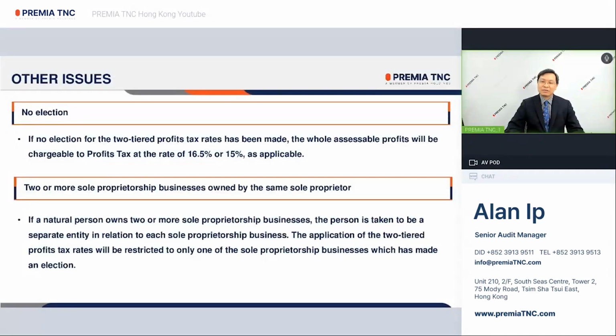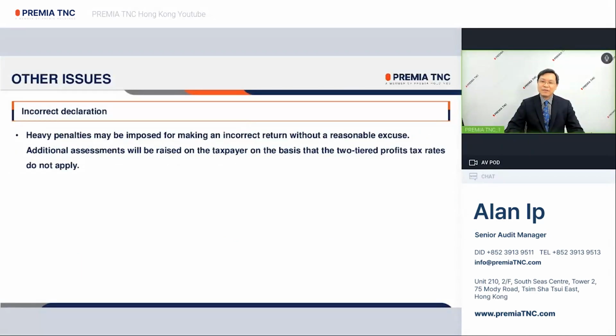The application of the two-tier profit tax rate will be restricted to only one of the sole proprietorship businesses which has made the election. Please be aware that heavy penalties may be imposed for making an incorrect return without a reasonable excuse. Additional assessments will be raised on the taxpayer on the basis that the two-tier profit tax rate does not apply.